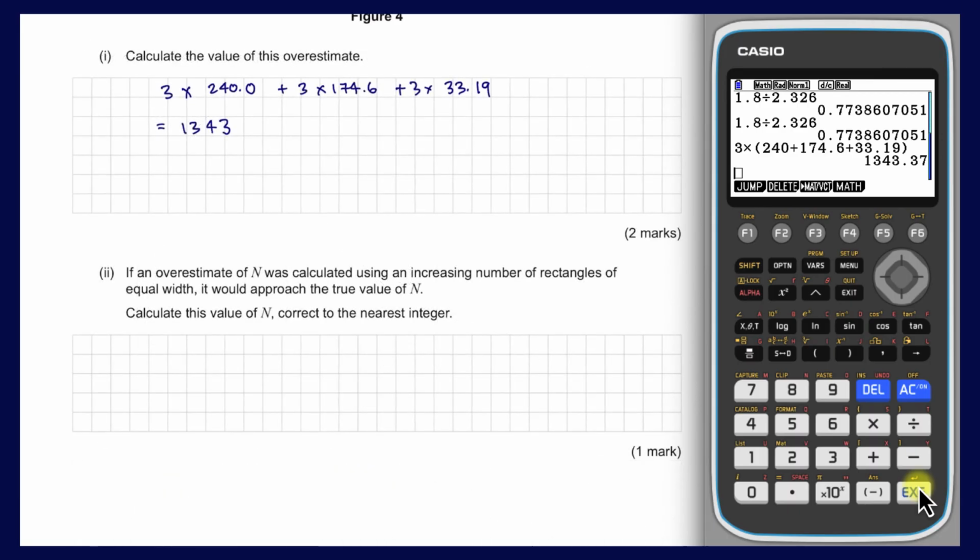Part 2 asks us to increase the number of rectangles. If we did increase the number of rectangles, we would approach a value n. That obviously will be the exact area beneath the curve, which we could find using definite integrals.